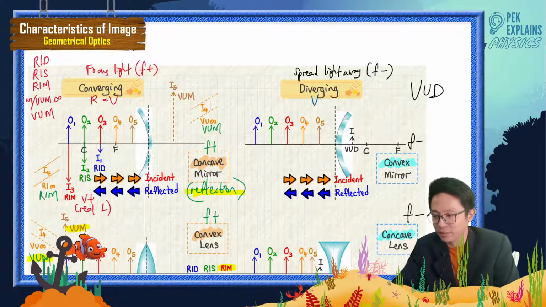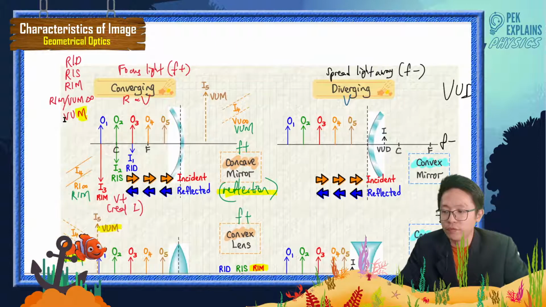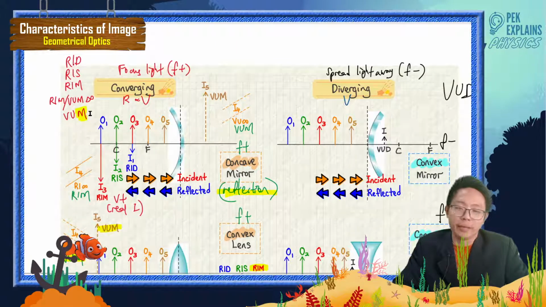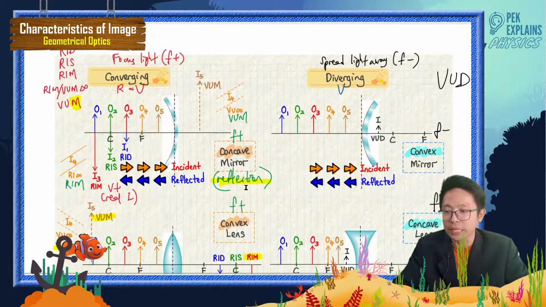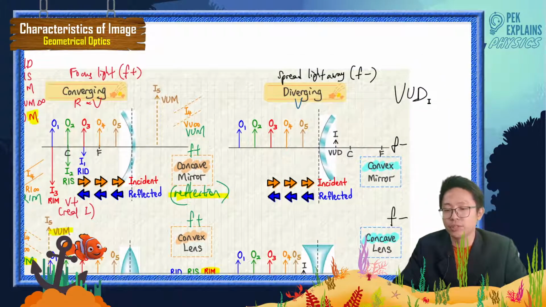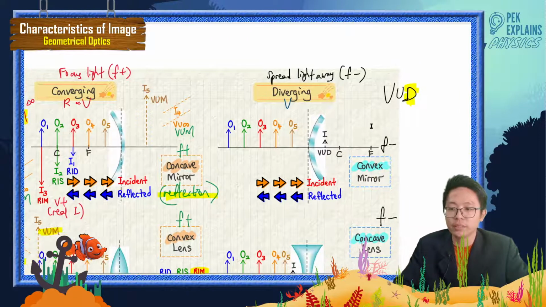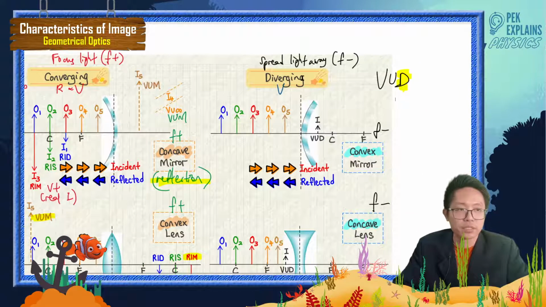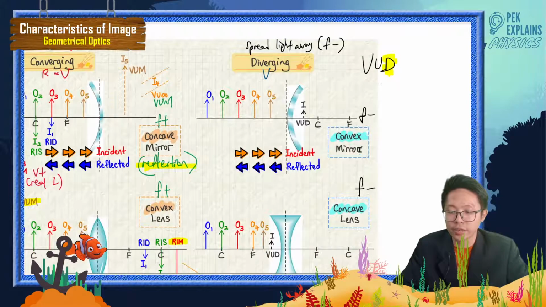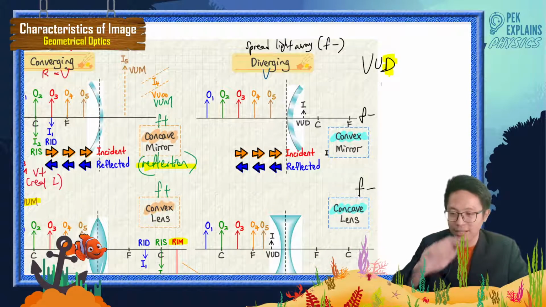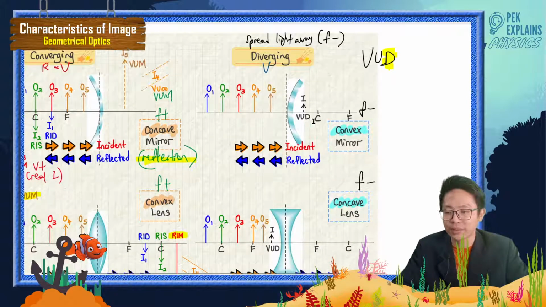If you have a virtual but magnified image, it must belong to the converging series, either a concave mirror or a convex lens. But if you have a virtual and diminished image, it means the diverging series, which is either a convex mirror or a concave lens. So it is only one characteristic.